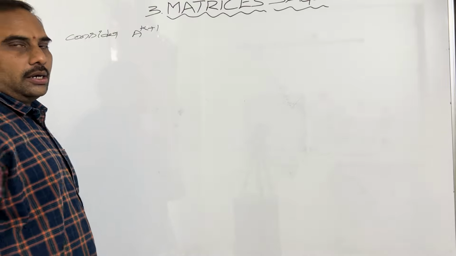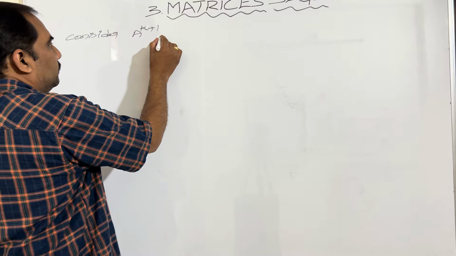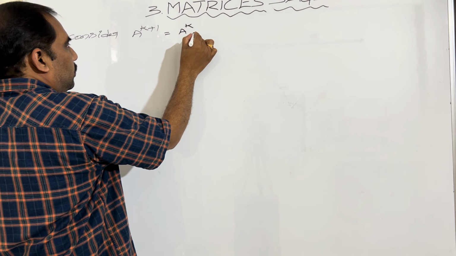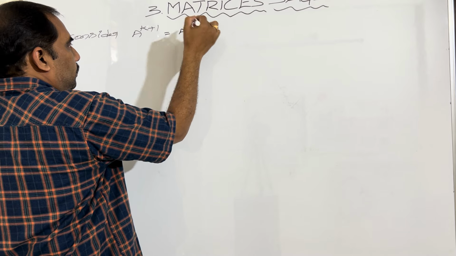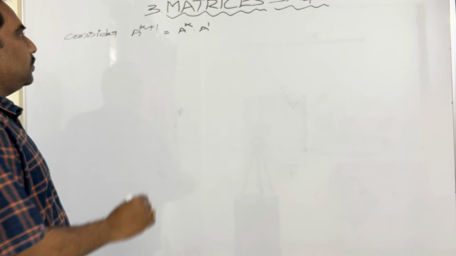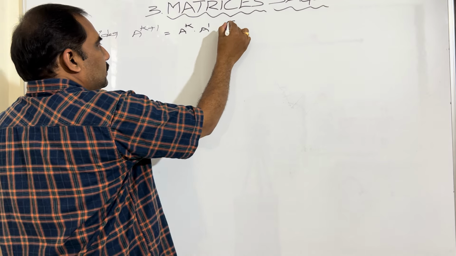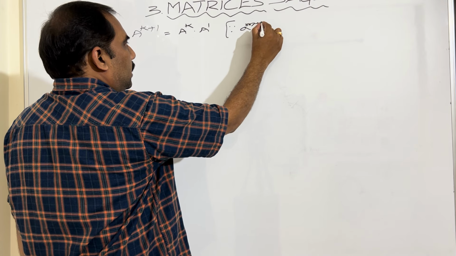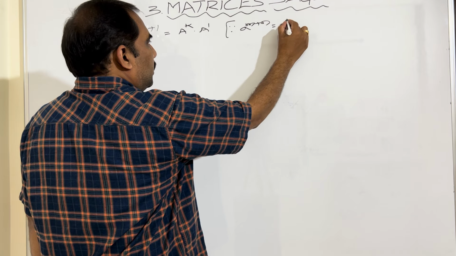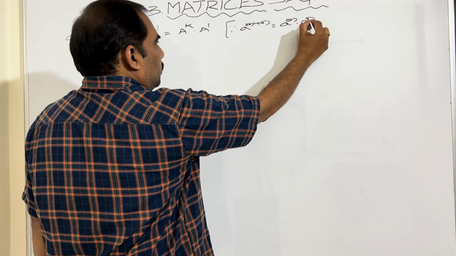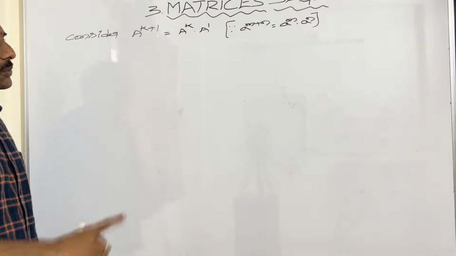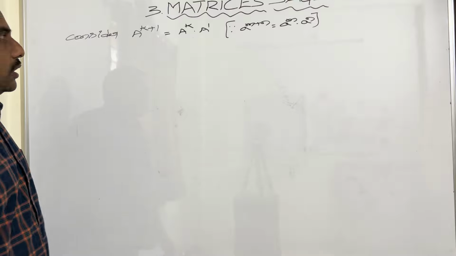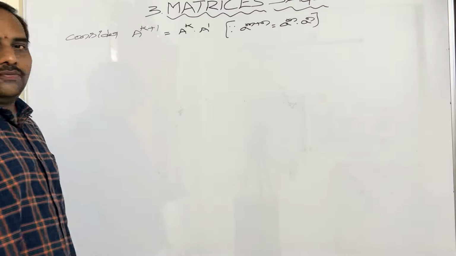Now consider A to the power of k plus 1. We can write it as A to the power of k into A to the power of 1. We have the property A to the power of m plus n can be written as A to the power of m into A to the power of n. So as per that property, A to the power of k plus 1 is equal to A to the power of k into A to the power of 1.